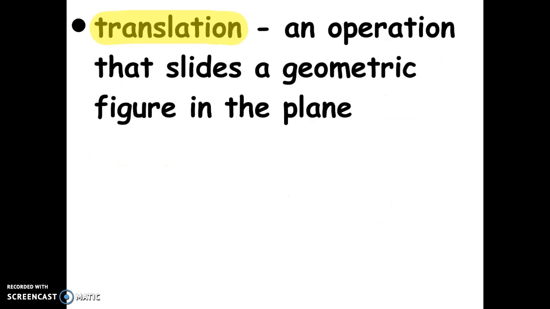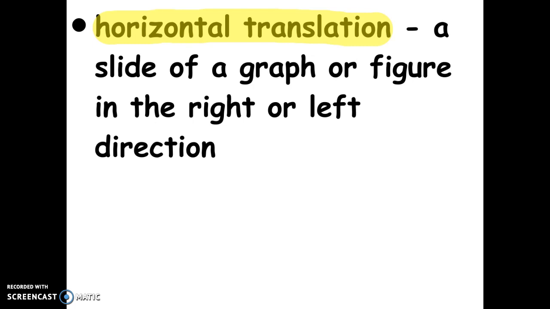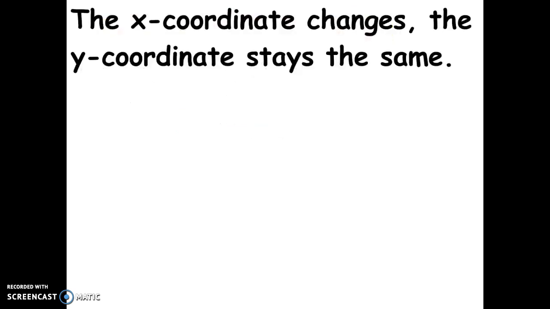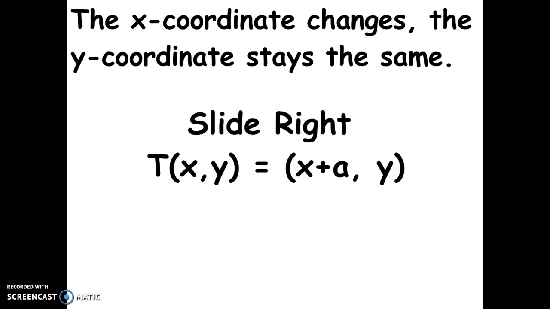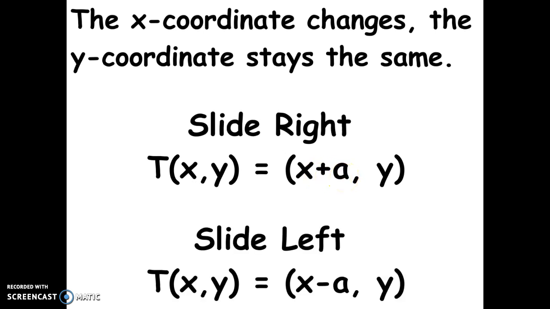A translation is an operation that slides a figure in the plane. A horizontal translation is a slide of a graph or figure in the right or left direction. For a horizontal translation, the x-coordinate changes, the y-coordinate stays the same. So for a slide right, this is what the function would look like. It is x plus a. And for a slide left, it is x minus a. So you're subtracting something from the x value.